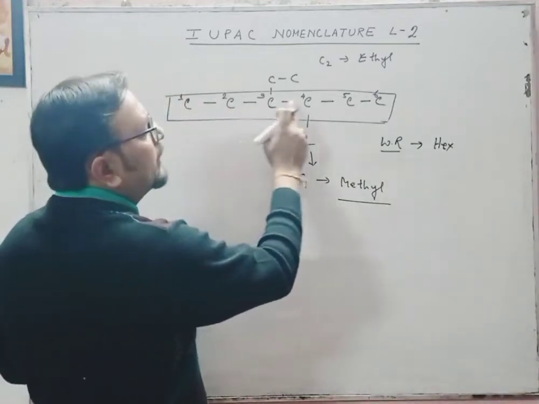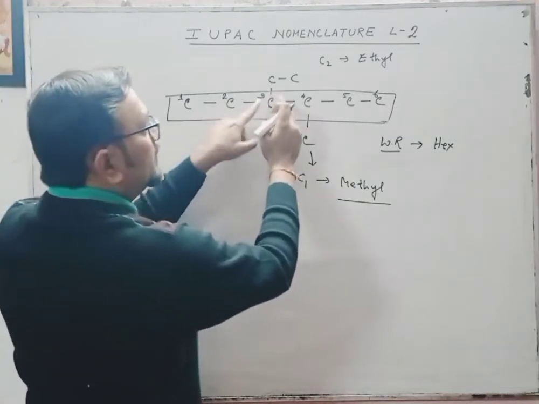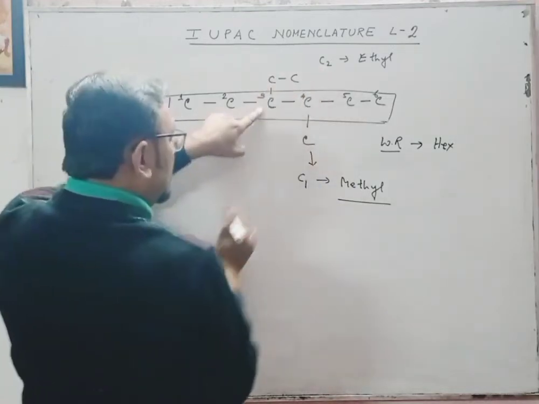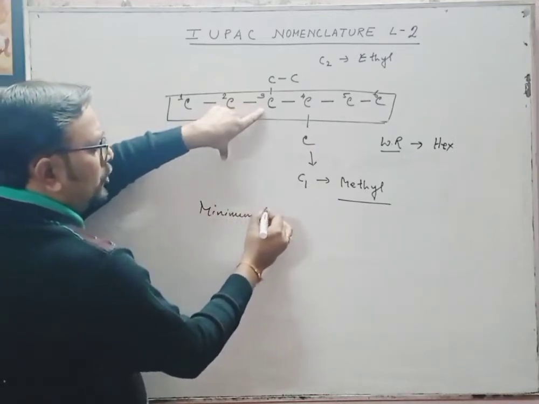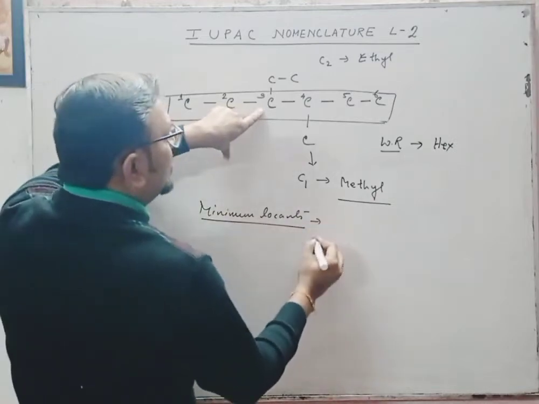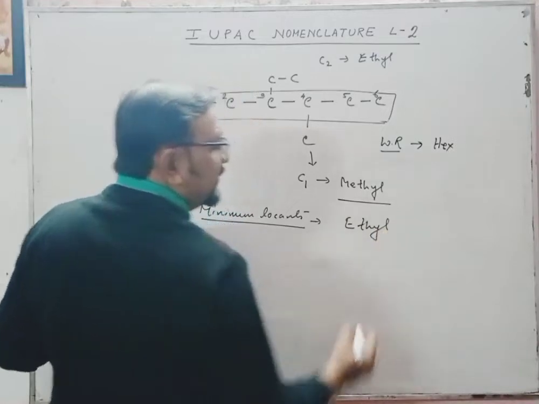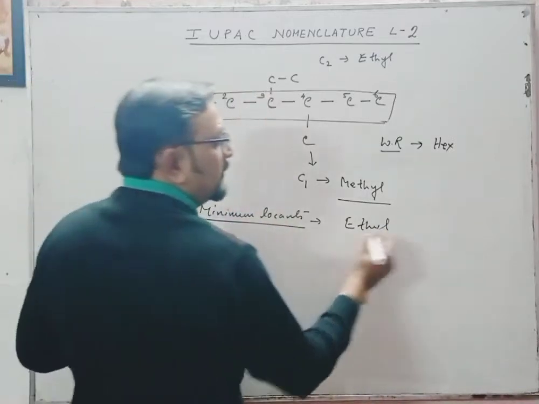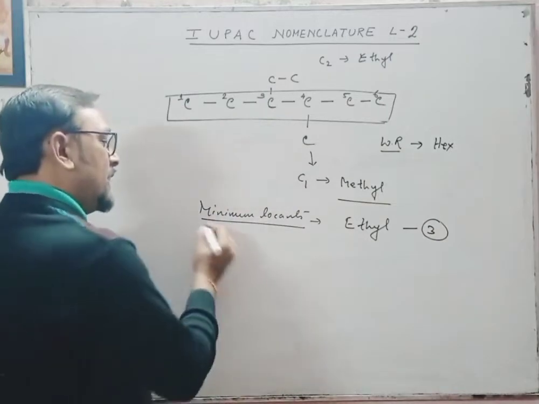Now if I start numbering from this side, okay, 1, 2, 3, you see the third position, who is getting the minimum locant here? Ethyl group, isn't it? The ethyl group is getting the minimum locant. So what is the locant here? Third carbon, that is 3, right?